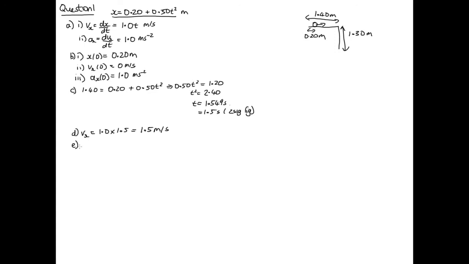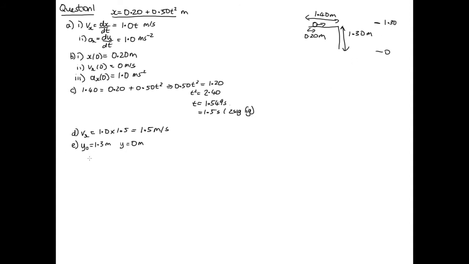E then says how long does it take the car to hit the ground? Okay, so now we need to consider what's happening vertically, because vertically it's going to fall down, and when it's traveled 1.30 meters, that's when it's going to hit the ground. So we can say y naught is equal to 1.3 meters, and it's going to hit the ground when y is equal to 0 meters. So we're defining the ground as 0 and the bench height as 1.30.